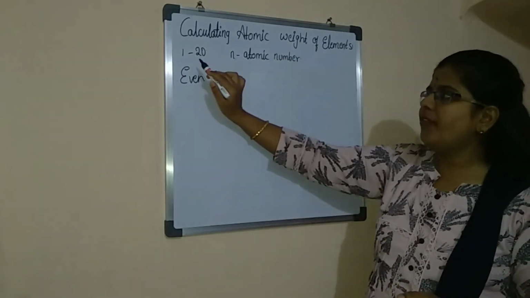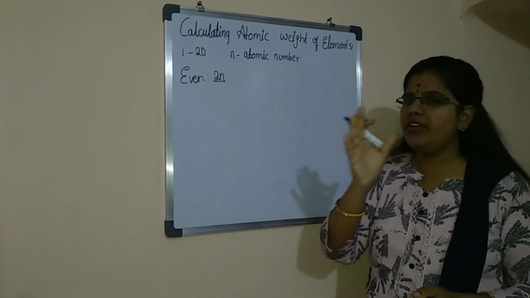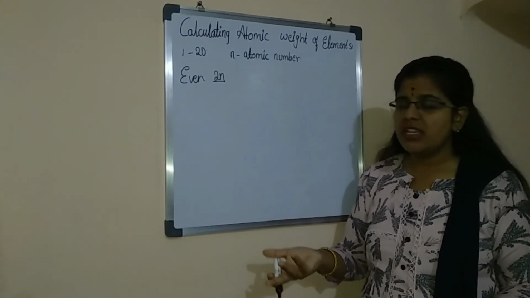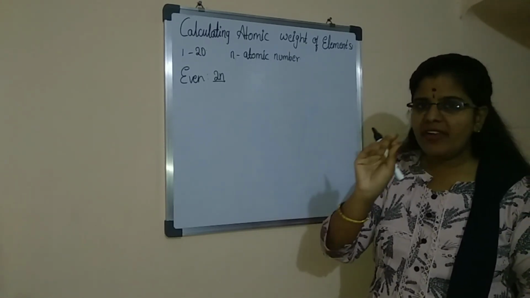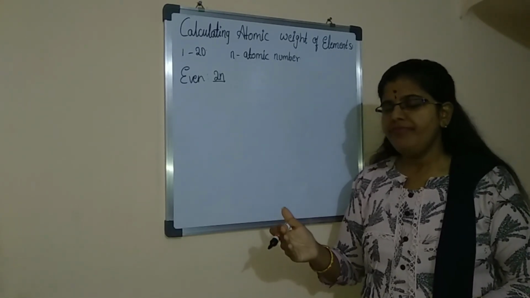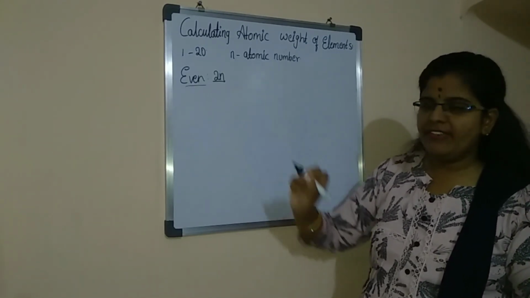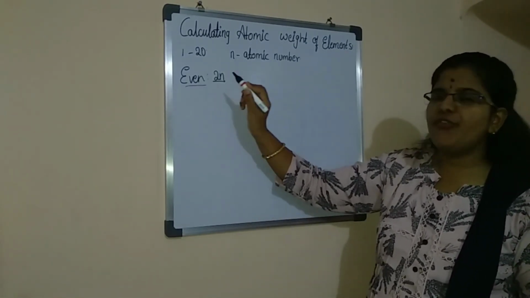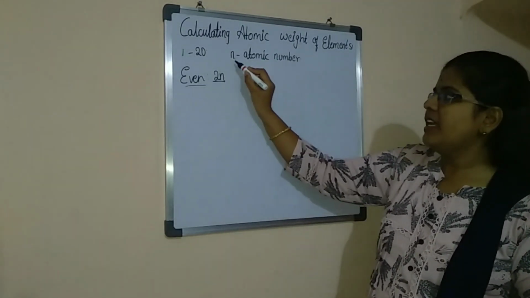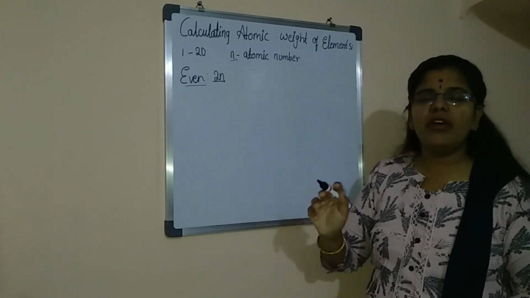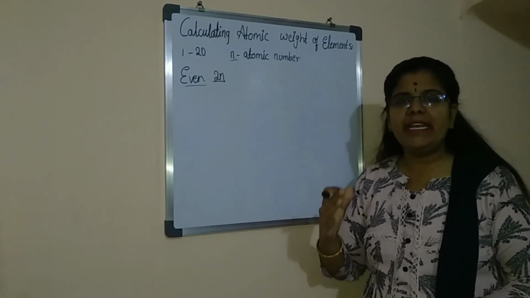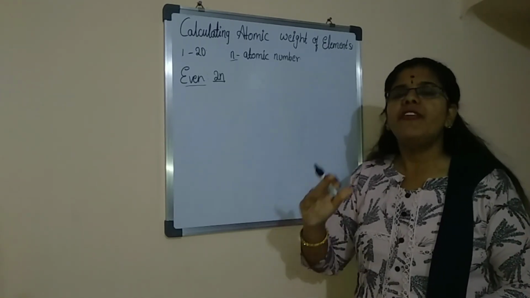From 1 to 20, we have odd numbers and even numbers. Odd numbers have one formula and even numbers have a different formula. First let us see even numbers. The formula for even numbers is 2n, where n is the atomic number of the element. You just multiply the atomic number of the element by 2.